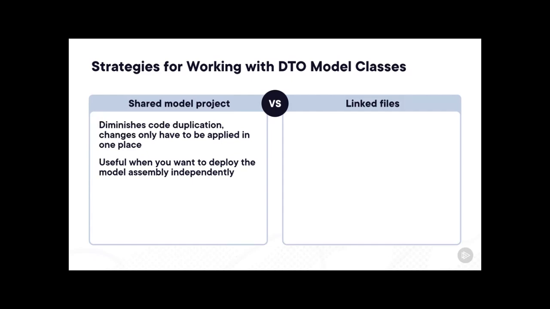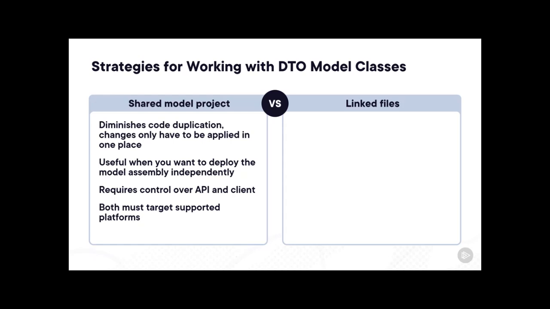A shared project results in an assembly, and that is the unit of deployment. This is a good approach when you are in control of both the client and the API, and when both are built in platforms that can target that shared assembly or shared project.